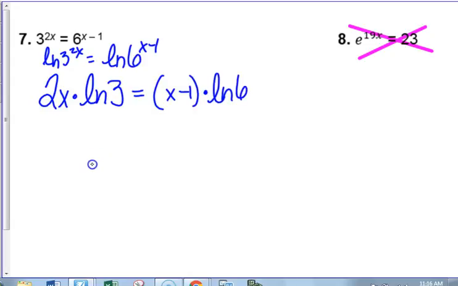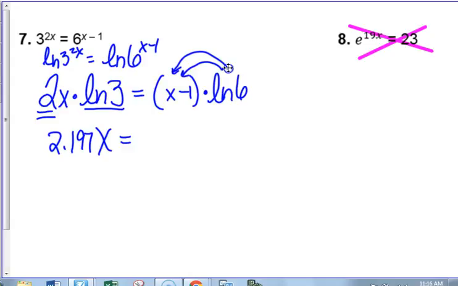I'm thinking we should just get some ugly decimals. What do you think? Let's just go with the decimal. How about we do 2 times ln 3, 2 times 1.099, 2.197, equals ln of 6, and then we got to distribute it through here. So 1.792x minus 1.792. All right, now it's just a really disgusting Algebra 1 problem, right?